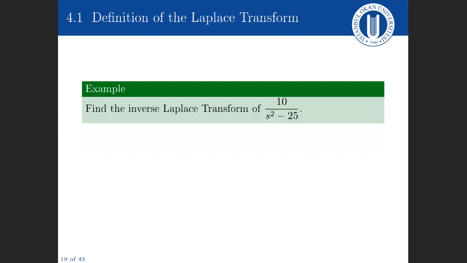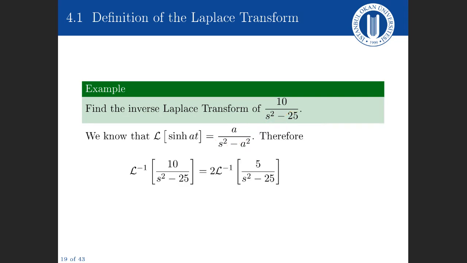For example, find the inverse Laplace transform of 10 over s squared minus 25. This looks similar to one of the ones we've had before. In the previous example, I said that the Laplace transform of sinh at is a divided by s squared minus a squared. And this looks similar. s squared, a squared, 5 squared, okay. But on the top, we don't have 5, instead we have 10. So we need to do a little simplification first.